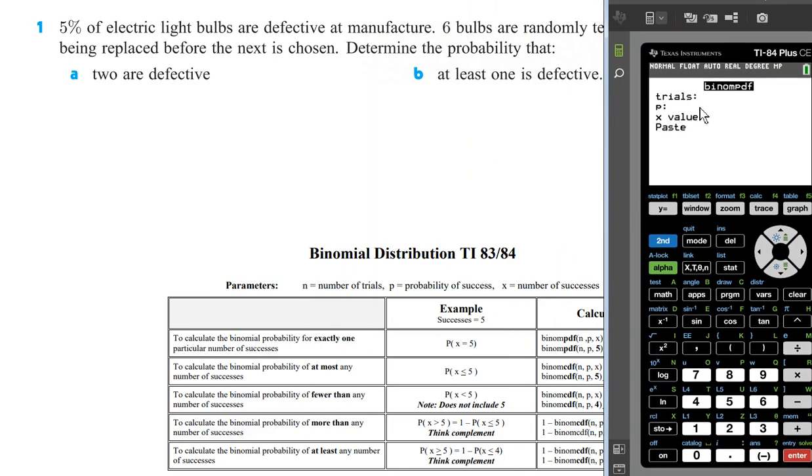So the number of trials, we're doing 6 bulbs are randomly selected, so we're going to do 6. The probability of that bulb being defective is 5%. So we want to put that in as a decimal. So move the decimal over twice. It's 0.05. Okay, and then the X value is the number of successes that we are looking for. So in this case, the successes are going to be 2 are defective.